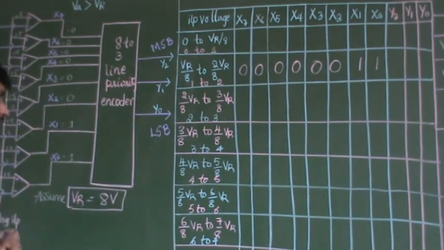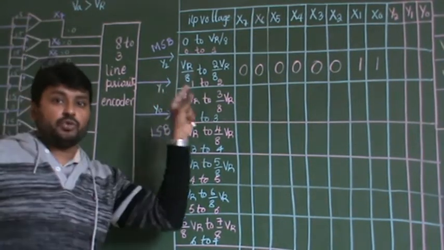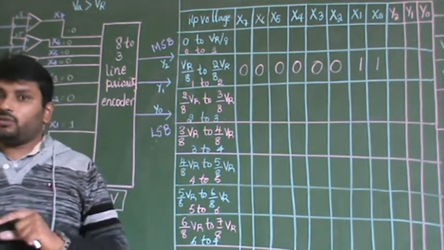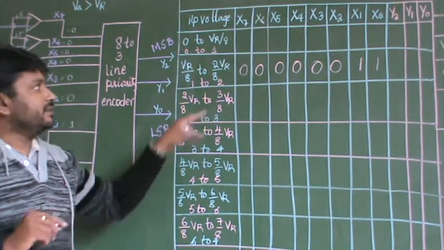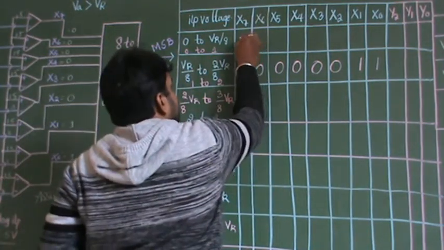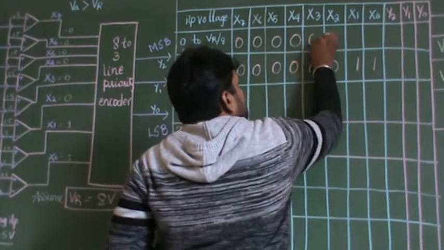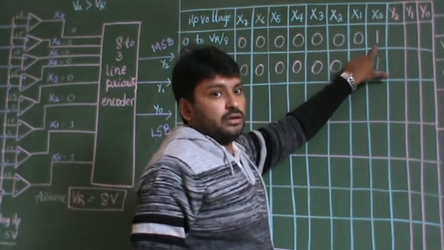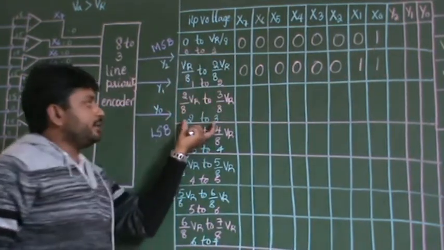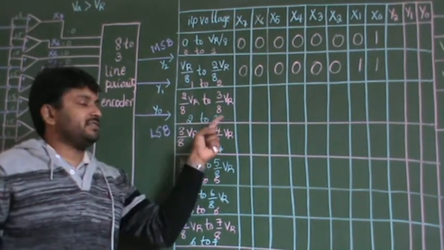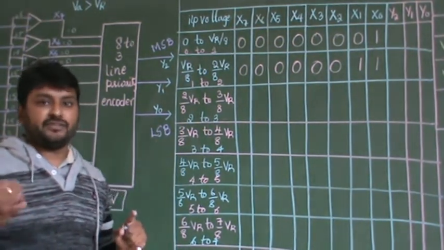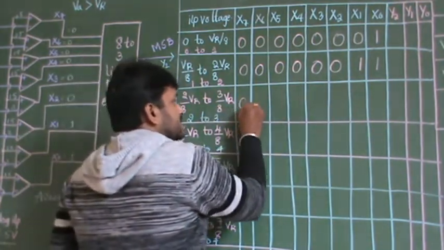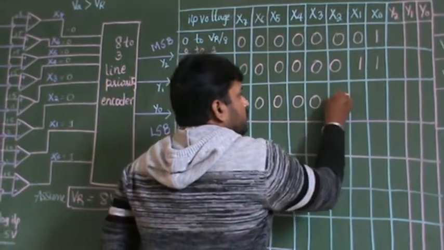Now the next important example: if your input voltage assumption is 0.5 rather than 1.5, then your representation will come like this: 0, 0, 0, 0, 0, 0, 0, 1. Only the last bit will be 1. Next, if your input voltage assumption is between 2 and 3, for example 2.5, then your representation will come under the third row, and I will write it as 0, 0, 0, 0, 0, 1, 1, 1.